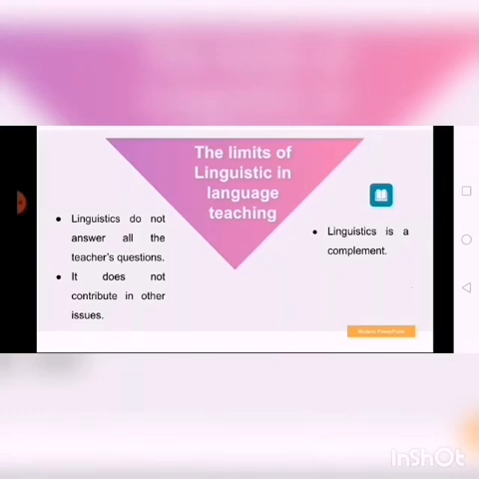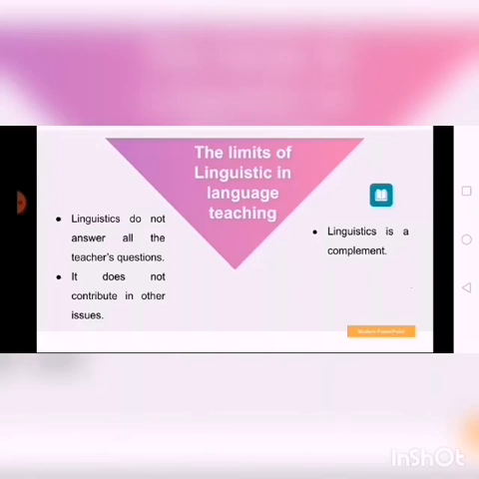And here you can see that there are some limits of linguistics in language teaching. The first one is that you cannot pretend that linguistics has the answer to your questions. Because, of course, linguistics can help you to understand some issues regarding English teaching. However, it doesn't mean that linguistics has all the answers. Also, it doesn't contribute to other issues like theories of education and methods for stimulating students' interest.